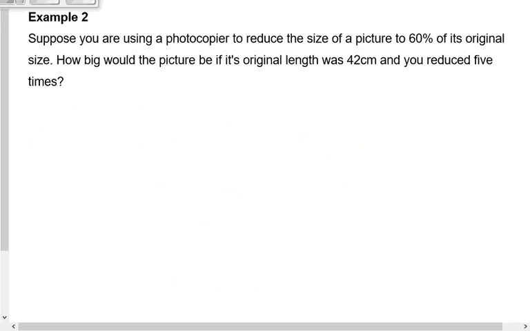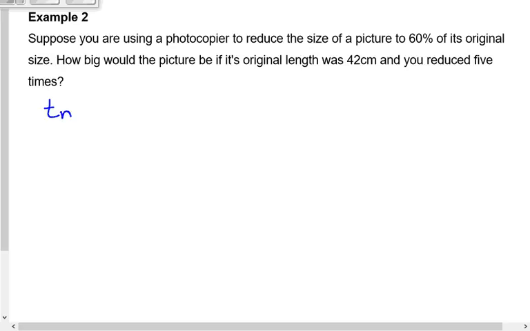Example 2, suppose you're using a photocopier to reduce the size of a picture to 60% of its original size. How big would the picture be if its original length was 42 centimeters and you reduced 5 times? So what do we know here? We know T1, and we also know our ratio.